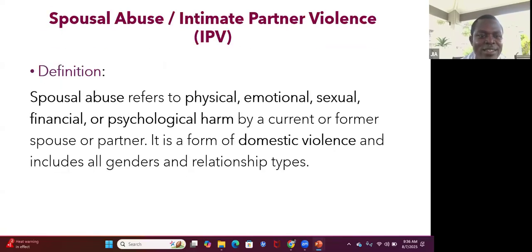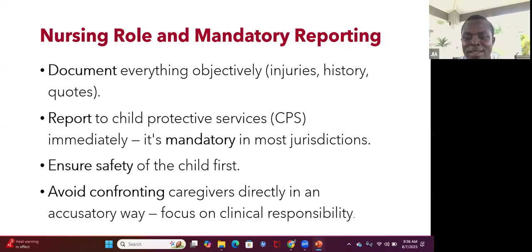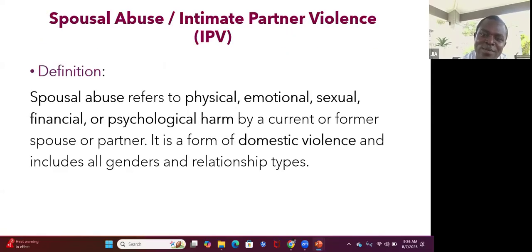Any question here? So like I was saying before, whenever I treat child abuse, I normally want to add spousal abuse or intimate partner violence. They work hand in hand. There are some things which are similar because they are all forms of abuse. So let me touch on that in a bit. Spousal abuse or intimate partner violence. There are NCLEX questions on these things too.